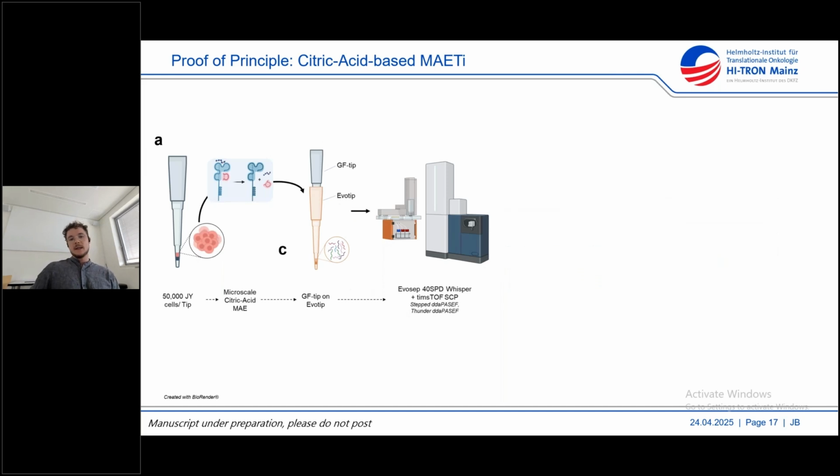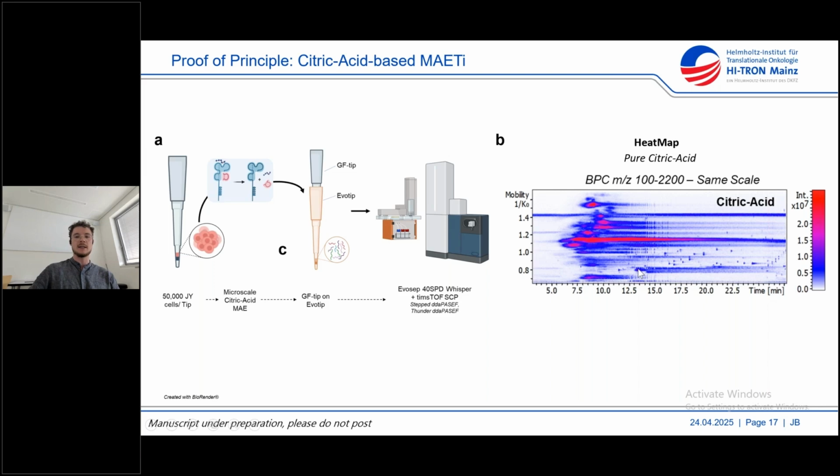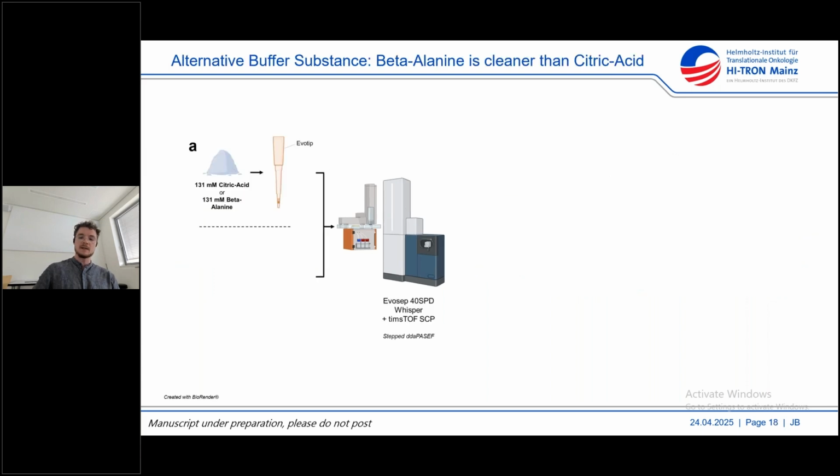Okay, so next we approached this whole methodology moving forward with higher sensitivity instruments, and among the instruments that we used was the timsTOF SCP. We also noticed at the start, while testing citric acid, that the citric acid buffer substance alone showed high traces of contaminant ions, which is definitely not ideal for a high sensitivity protocol. And so we started our journey to investigate alternative buffer substances that buffer at a similar pH to citric acid.